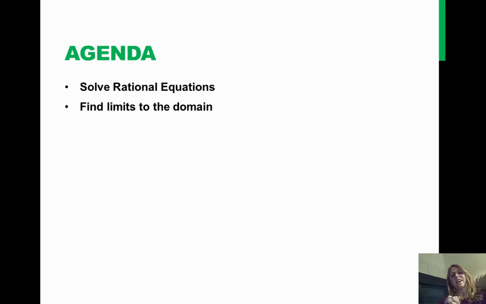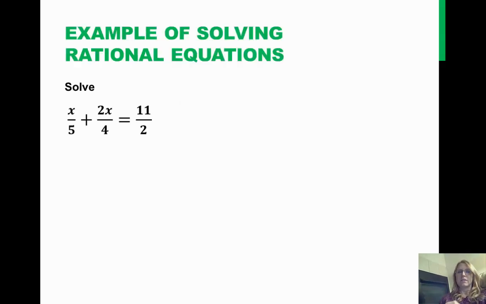So what we're going to do today is solve rational equations, and we're also going to talk about some limits in terms of what the answers can be. Our first example here, we have x over 5 plus 2x over 4 equals 11 over 2.